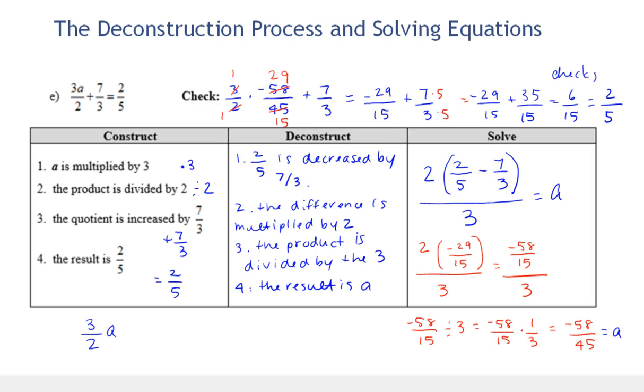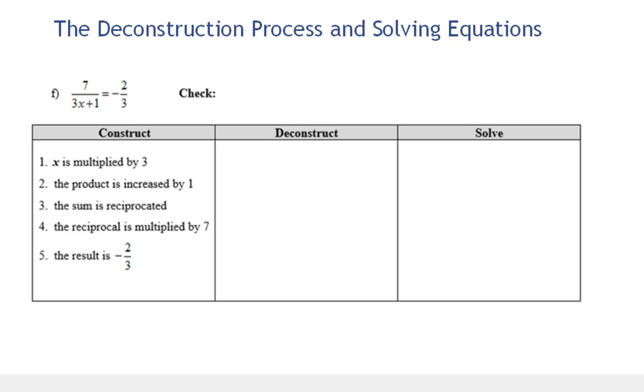Okay, last one. Here we have a reciprocal. So we'll get to see how we'll solve this by reversing a reciprocal by reciprocating again. We're going to multiply by 3. Increase by 1, reciprocate. I'll just put 1 over x for the reciprocating. Multiplying by 7, and the result is negative 2/3.